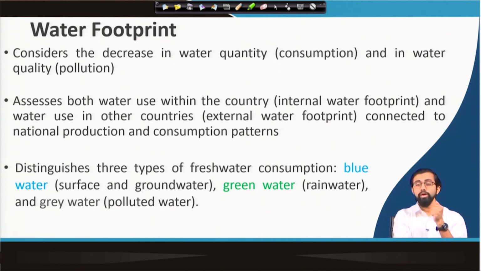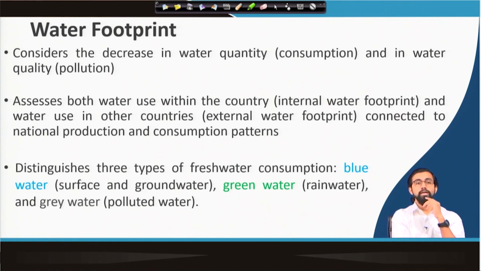Why should we go ahead with the water footprint analysis? Because it considers the water quantity, that is the consumption, and also the water quality, the pollution. So both of these are involved in the analysis of the water footprint.